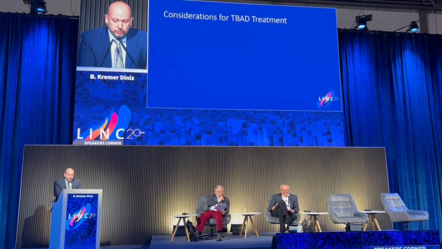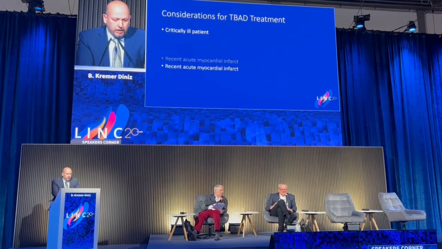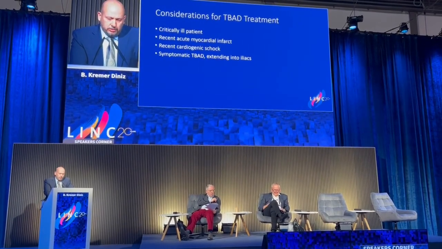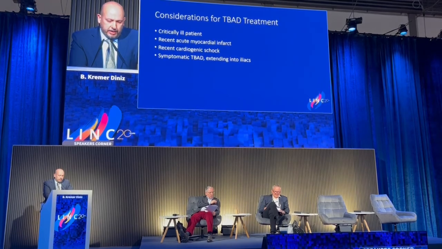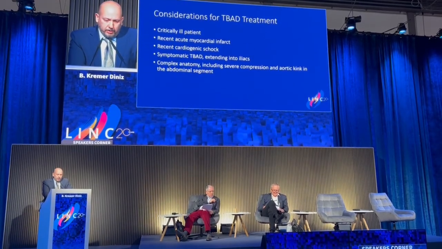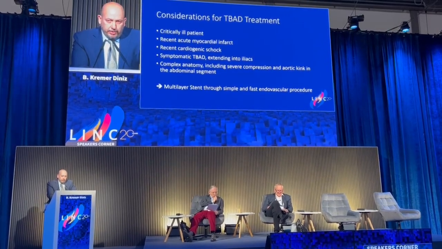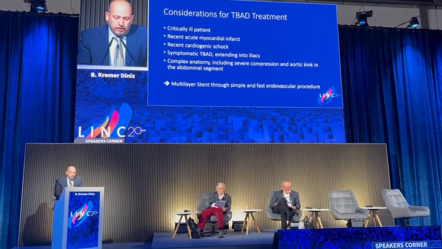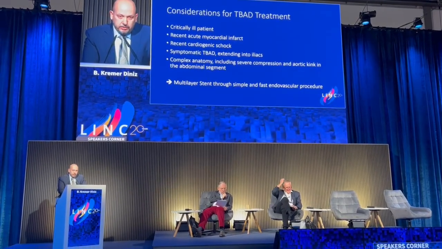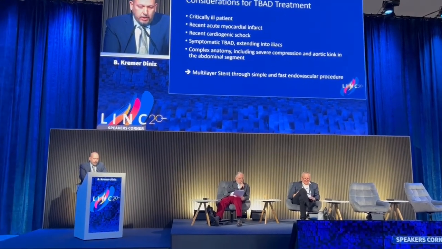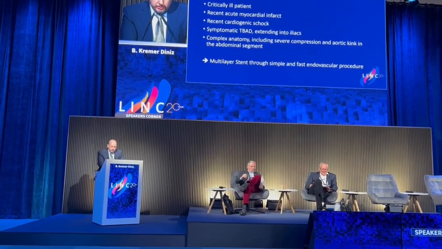Because of that, we decided to treat the type B aortic dissection in this critically ill patient: recent acute myocardial infarct, recent cardiogenic shock, symptomatic type B aortic dissection, and complex anatomy, including severe true lumen compression and aortic kink. So we decided to treat in a very simple way using a multilayer stent in this kind of disease. Only pull back and solve the situation very fast. And because of the critically ill patient, we decided to use this kind of prosthesis.